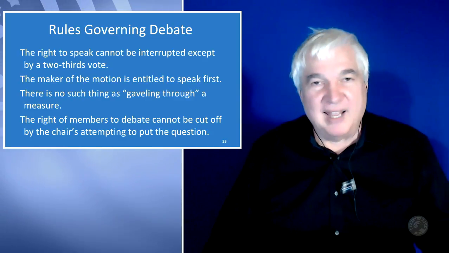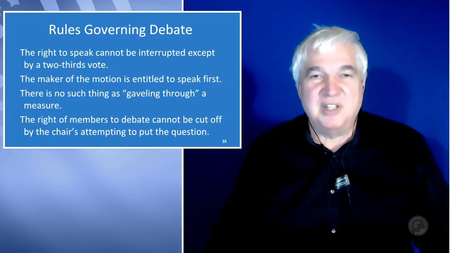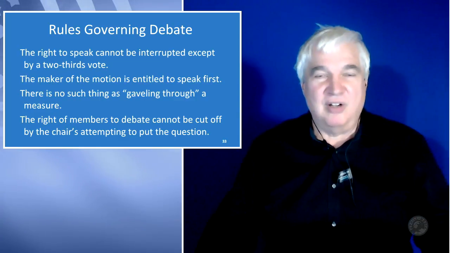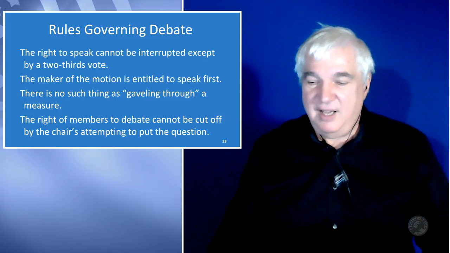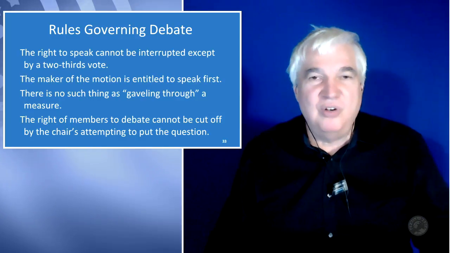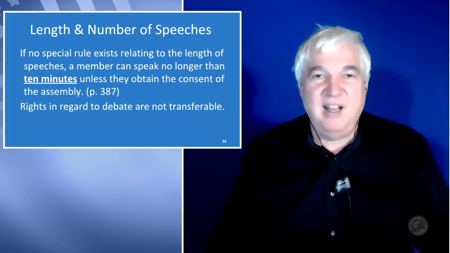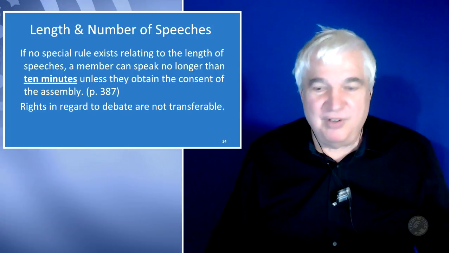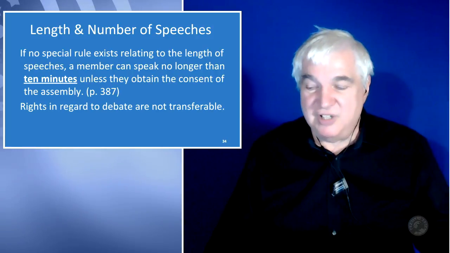If you make a motion, like I move that we have a booth at the county fair this year, once it's seconded and the motion is repeated by the chair, you're entitled to speak first. So you get to lay out your argument about why you need a booth at the state fair. There is no such thing as gaveling through a measure. Those of you who have seen the state convention in Nevada from 2016 saw the chair gavel through a couple of times, I believe. That's not appropriate behavior. And the right of members to debate cannot be cut off by the chair's attempting to put the question.